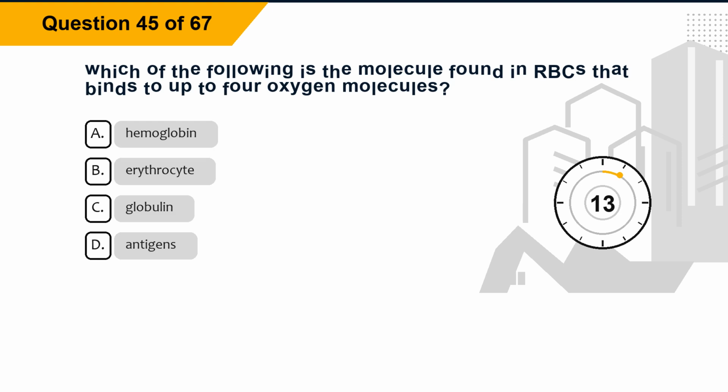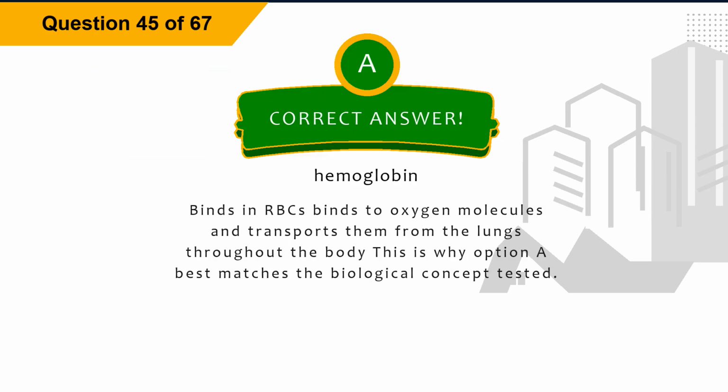Question 45. Which of the following is the molecule found in RBCs that binds to up to 4 oxygen molecules? Option A, hemoglobin. Option B, erythrocyte. Option C, globulin. Option D, antigens. The correct answer is option A, hemoglobin. Explanation. Hemoglobin in RBCs binds to oxygen molecules and transports them from the lungs throughout the body. This is why option A best matches the biological concept tested.